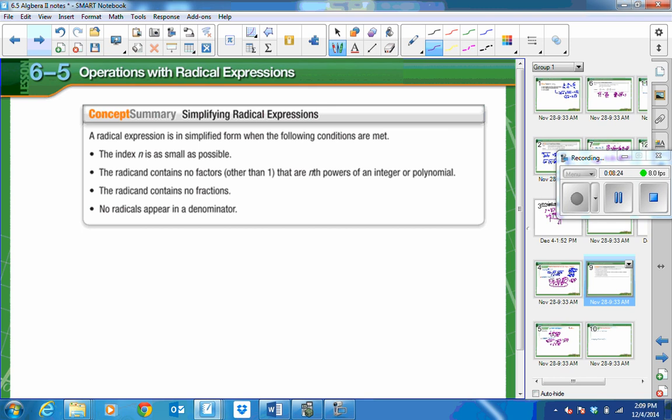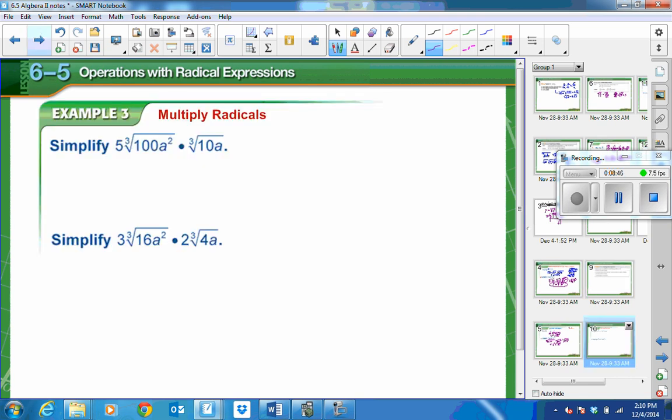So our last thing is simplifying radical expressions. A radical expression is in simplified form when the following conditions are met. The index n is as small as possible. The radicand contains no factors other than 1 that are nth powers of an integer or polynomial. The radicand contains no fractions, and no radicals appear in the denominator.